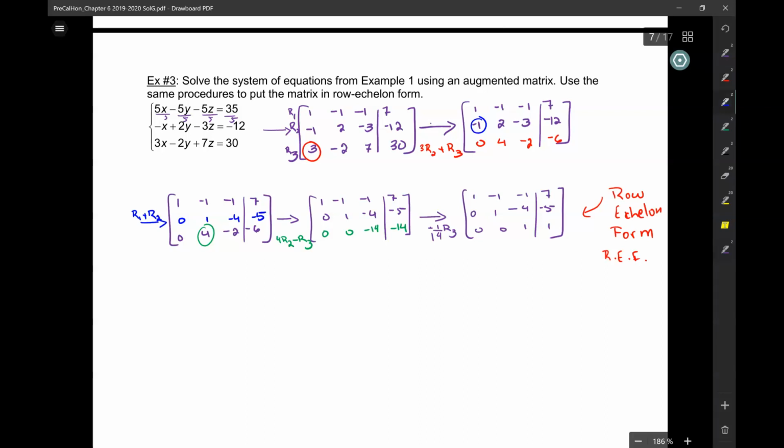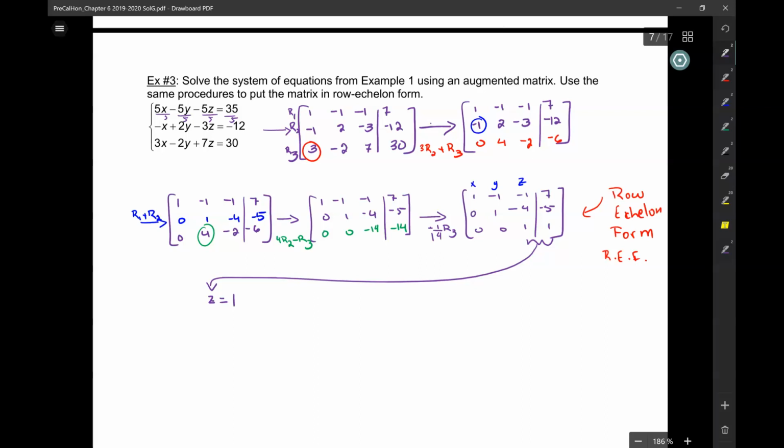Remember, the first column was the X column, then the Y column, then the Z column. So the way I can read the first row here is 1x minus 1y minus 1z equals 7. 0x, 1y minus 4z equals negative 5. So now what I do is I start from the bottom row. And what does that tell me? Z is equal to 1.